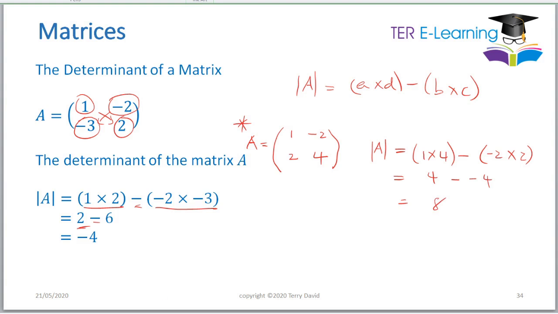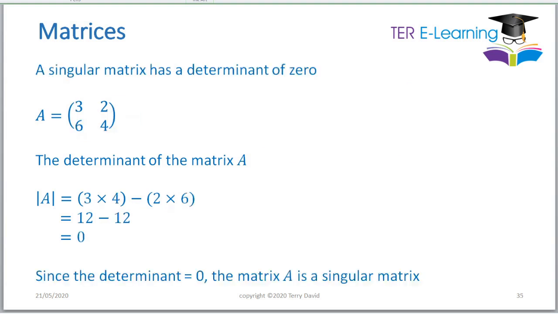So that is how we find the determinant of a matrix. Now, there is a special matrix, what we call a singular matrix. A singular matrix is a matrix that has a determinant of 0, right? So look at this matrix here. We have a matrix 3, 2, 6, 4, right?